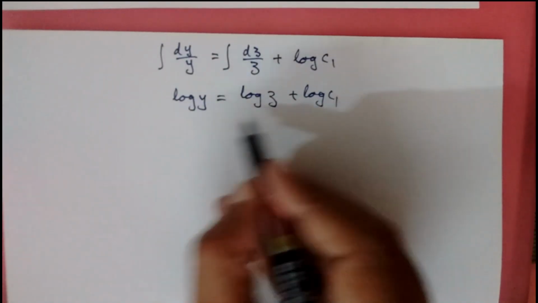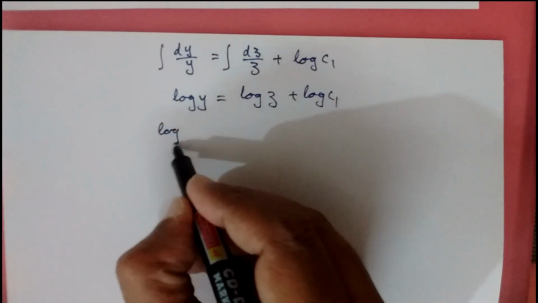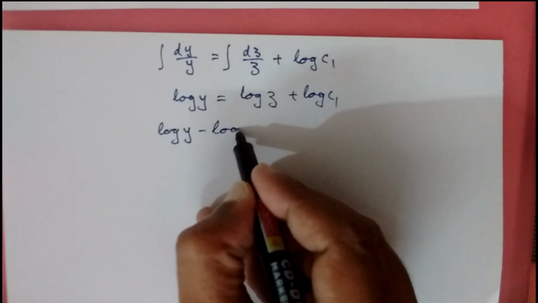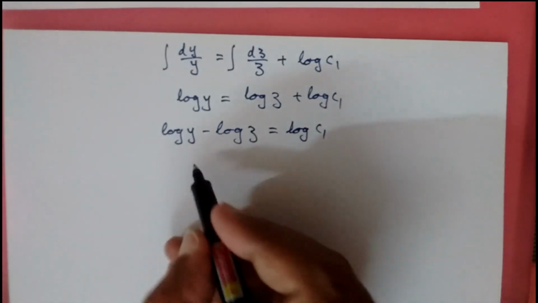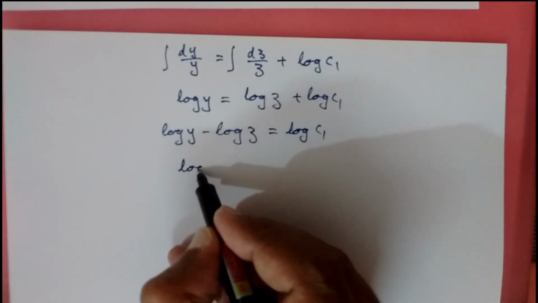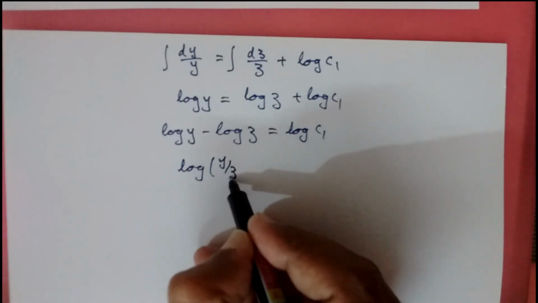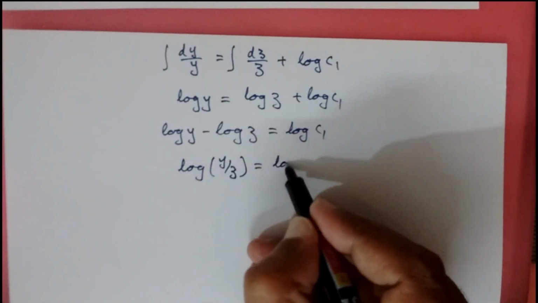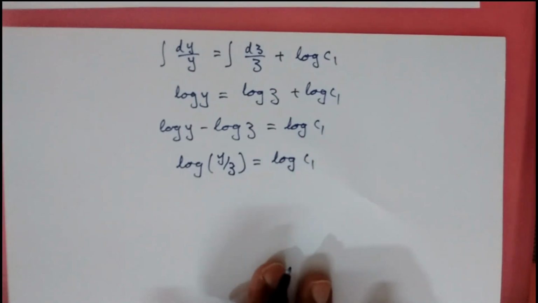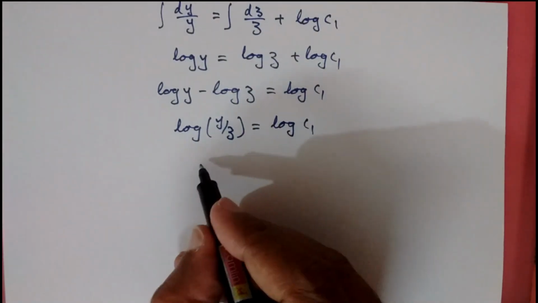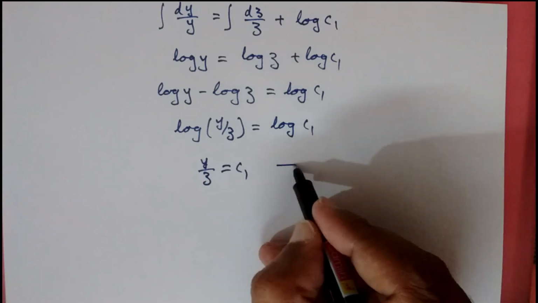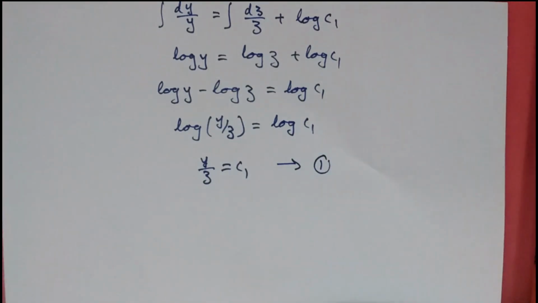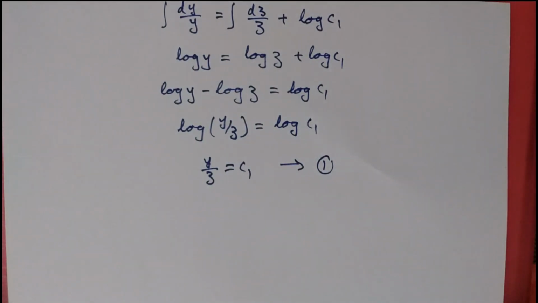So if you take log z on the left hand side, it becomes log of y minus log of z is equal to log of c1, or log y by z is equal to log of c1. So if we eliminate the log, you'll be getting y by z is equal to c1. That's the first solution you got. Now we need to get one more solution.